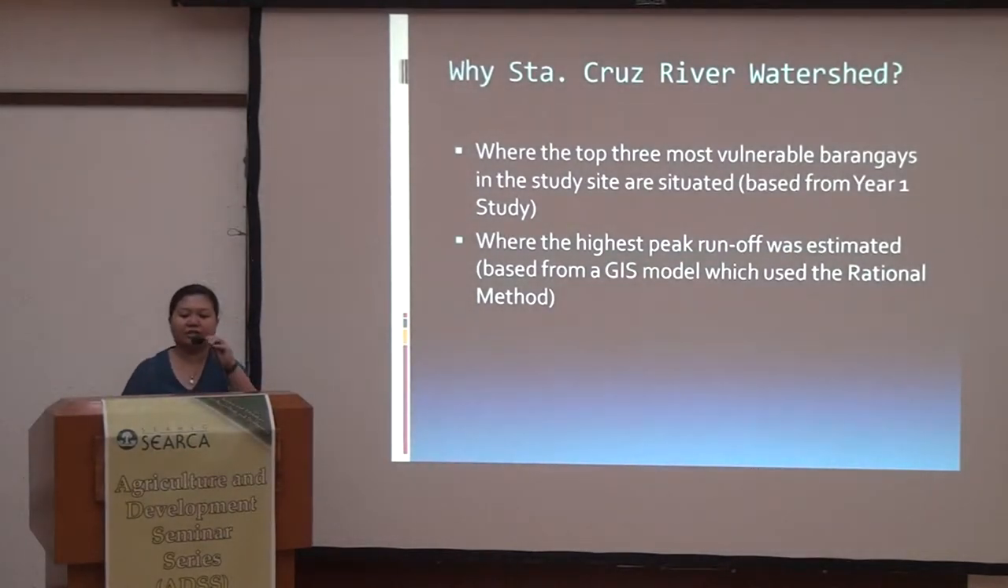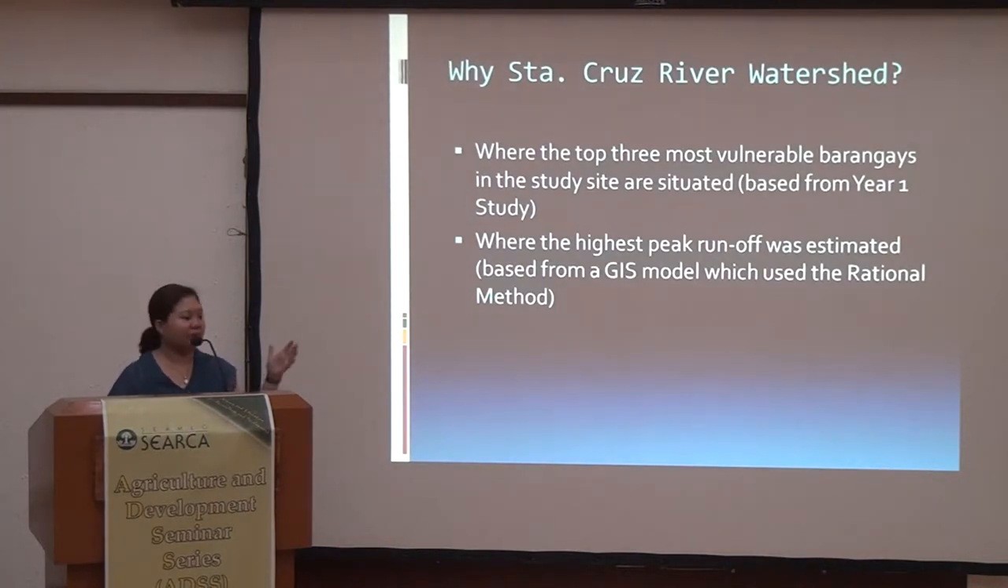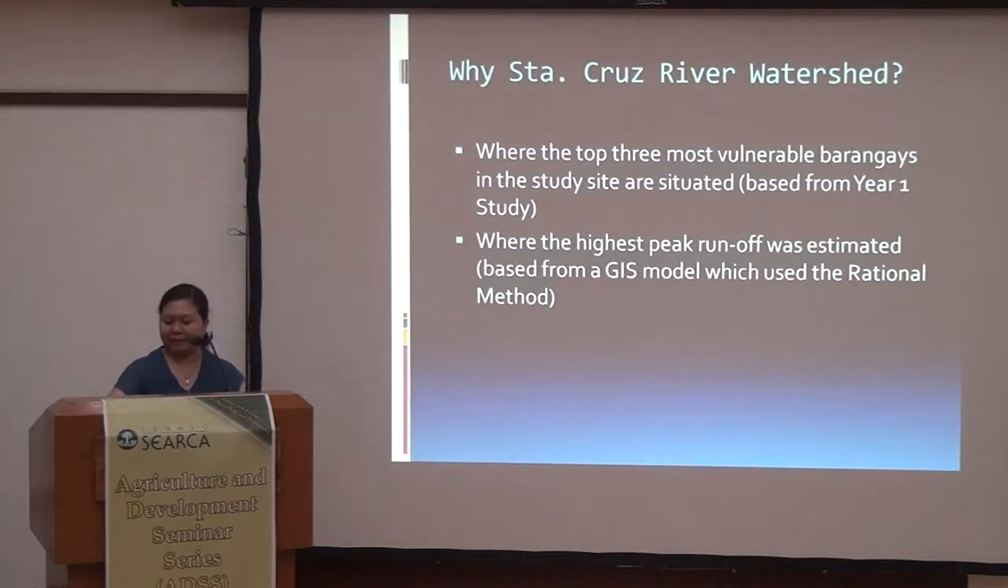Second, why focus on the Santa Cruz River watershed? During our first year vulnerability analysis, we found that the top 3 most vulnerable barangays in the study site are situated along the Santa Cruz River watershed. That is the primary reason why we selected that site. Second, it is where the highest peak runoff was estimated. We ran another set of analysis, simulating the possible flooding in the future, and we found out that the peak runoff was highest for the Santa Cruz River watershed.